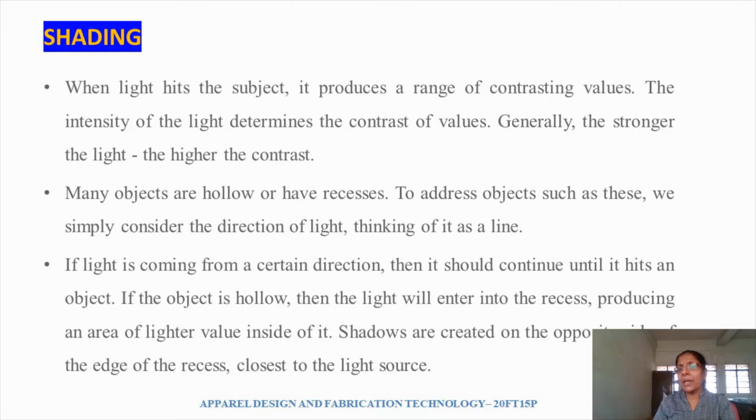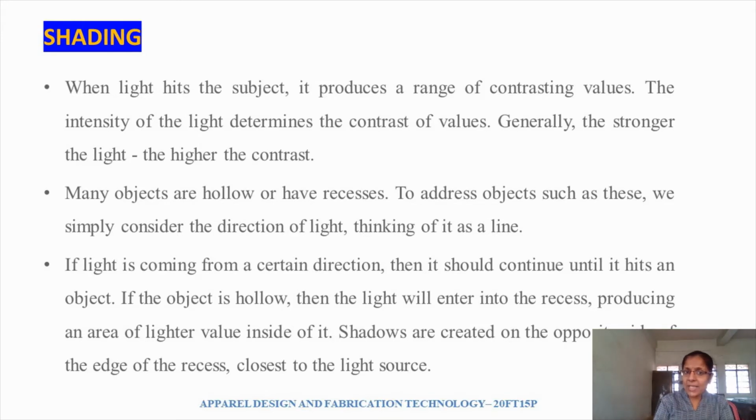Whenever we shade any kind of drawing objects, we should think of from where the direction of light is falling, what value additions it is giving, and what level of contrast shades it is giving. If the light is coming from a certain direction, then it should continue until it hits an object. See, if we switch on the light or if the sunlight is there, until it hits an object, it doesn't reflect any contrast shades.